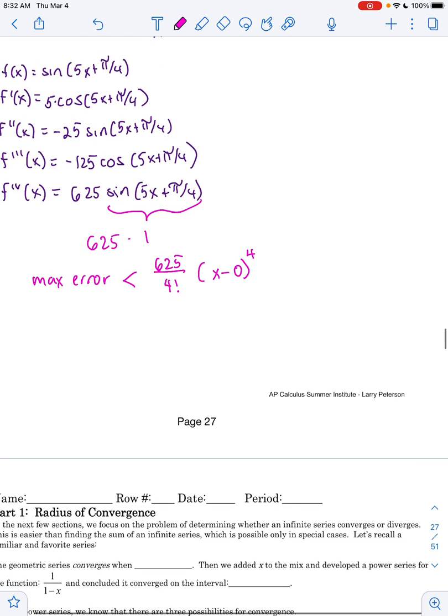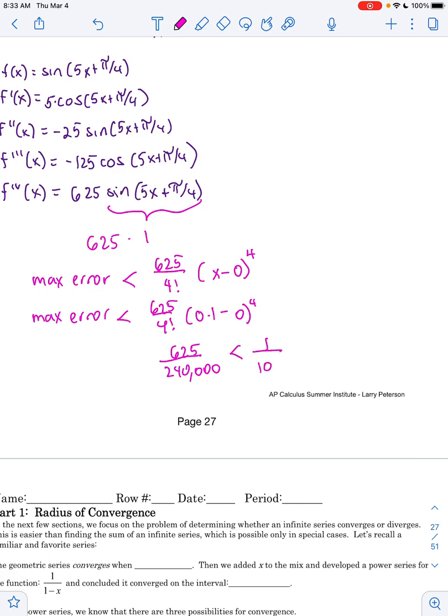Now this x value, on the previous example, we had the x value being the furthest away from an interval that was given. This problem didn't state an interval. However, the center is 0 and our approximation is at 1/10. So it would make sense that we would want to find our error at 1/10, at x equals 1/10. So we're going to plug that in. So our maximum error must be less than 625 over 4 factorial, 0.1 minus 0 to the fourth power. So if we simplify all of that, we get 625 over 240,000, which when you enter into the calculator is indeed less than 1 over 100.